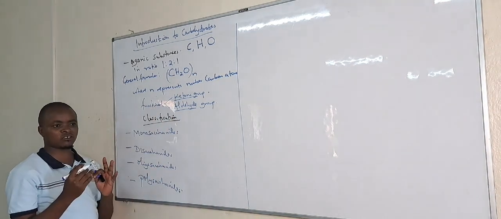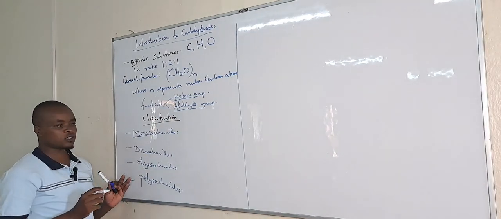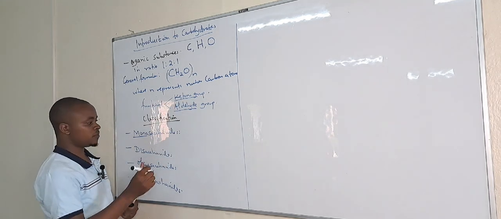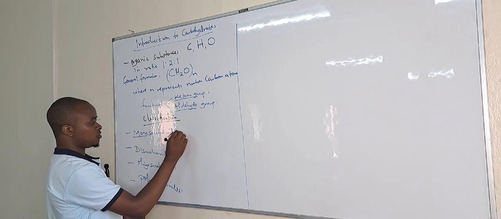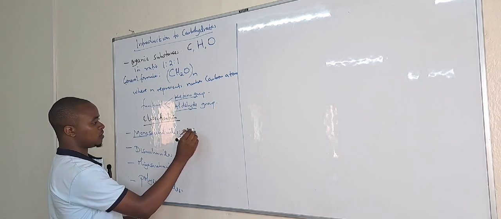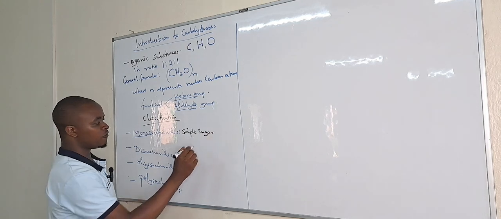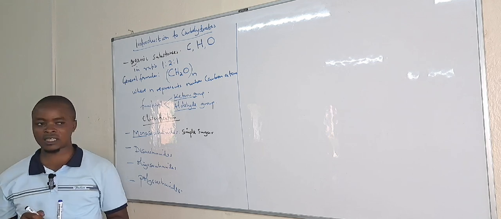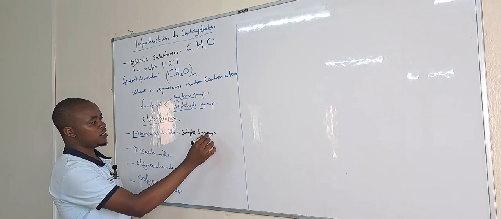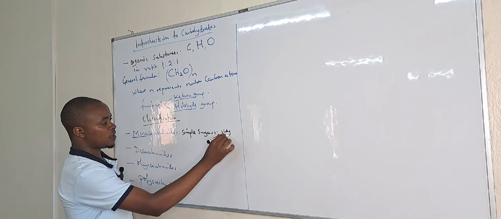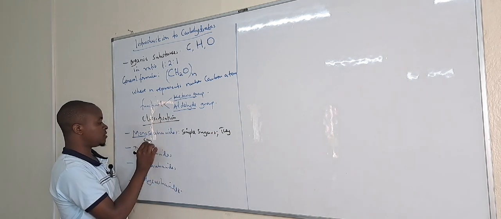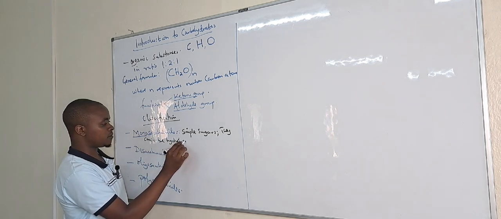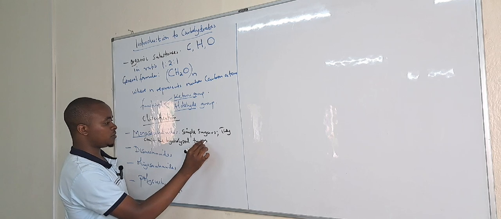Whereby mono, you can ask yourself, the word mono means one. So these monosaccharides are made up of a simple sugar. Or we can say that they are simple sugars. They are made up of a single sugar unit. That's why we call them monosaccharides. But they are simple sugars, meaning they cannot be hydrolyzed further, since they are simple sugars.